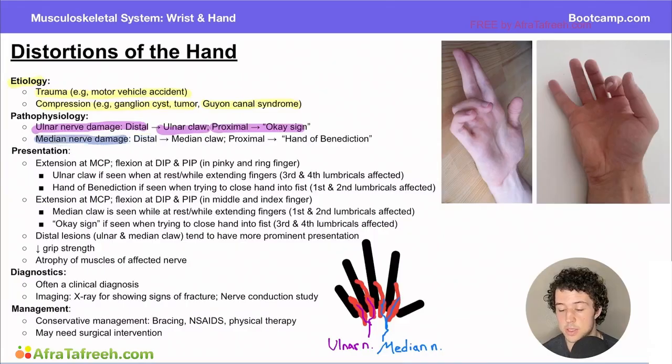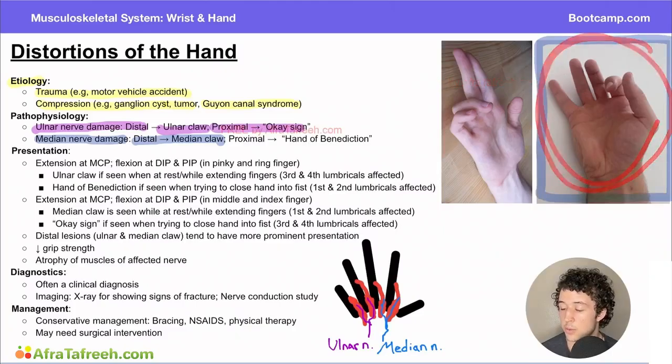So if there is distal median nerve damage, again, more severe presentation, distal median nerve damage will lead us to a median claw, which we see here. If the patient's hand looks like this at rest, where this first and second lumbrical are unable to extend the fingers all the way, then this is likely to be a distal median nerve injury.